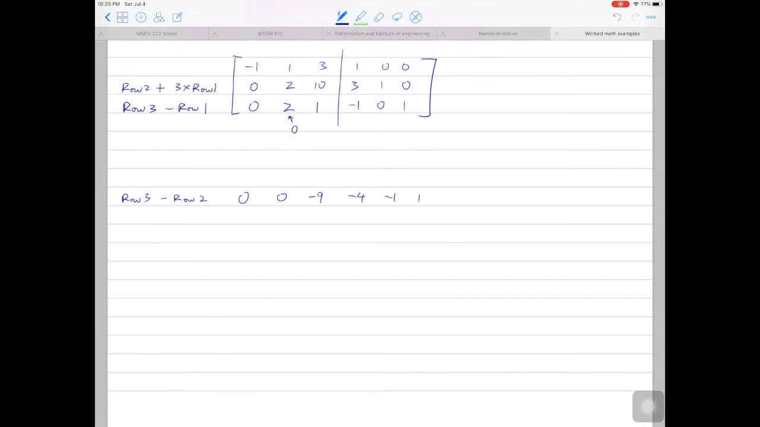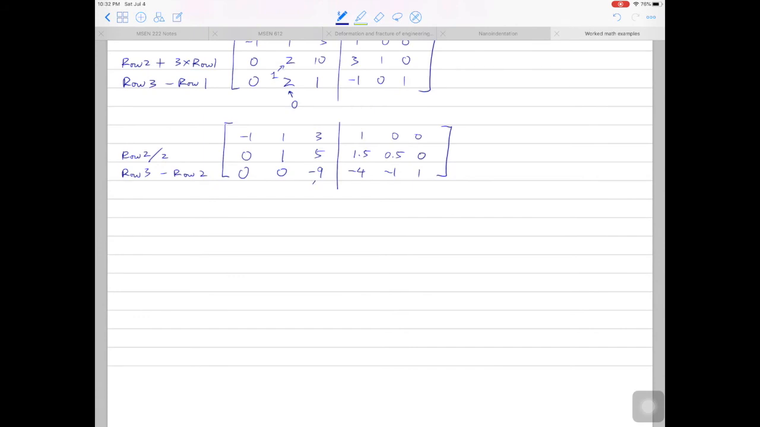For row 2, we can make this entry to be 1. To do that, we just divide the second row. We will have 0, then 1, 5, 1.5, 0.5, and 0. And let's keep the first row the same again. Let's continue. We want to make this entry into 1. So what we can do with row 3, just to divide that by minus 9. And to keep the rest of the matrix the same.